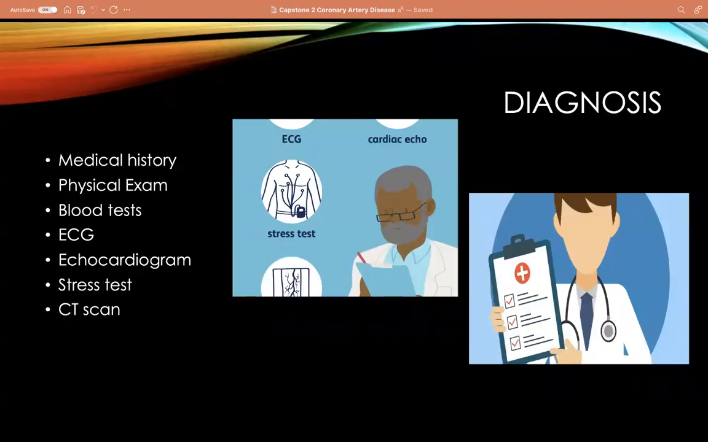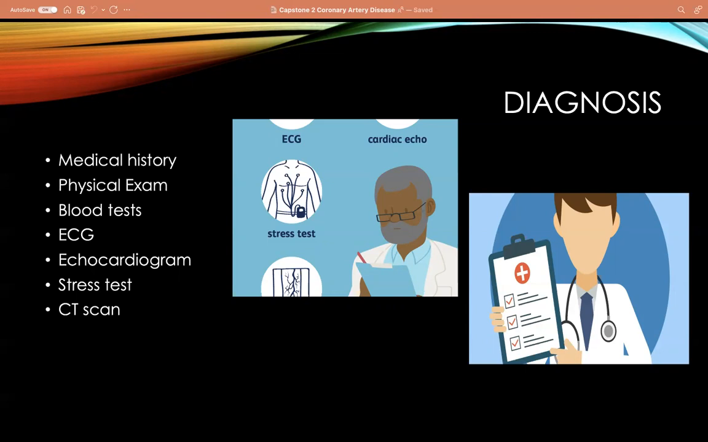So next would be receiving a diagnosis for coronary artery disease. First, your doctor will ask about any medical history, start off with a physical exam, and run some basic routine blood tests. He or she may suggest running some diagnostic tests as well. This will include an ECG, and the ECG will reveal evidence if there's any previous damage from a heart attack or if there's possibly a heart attack in progress.